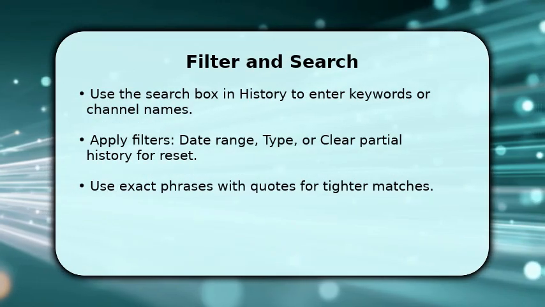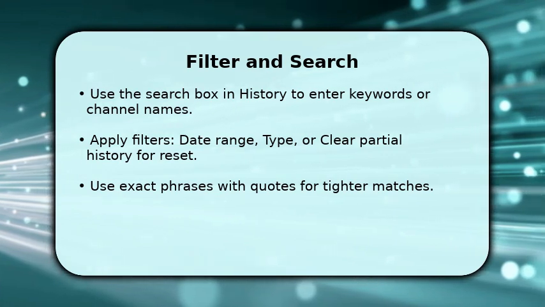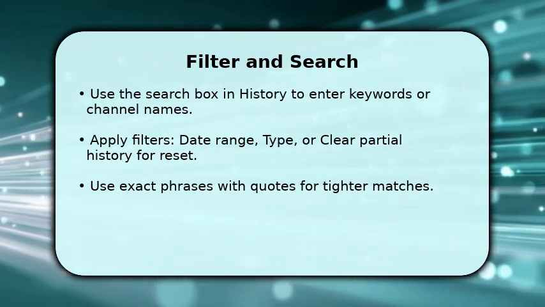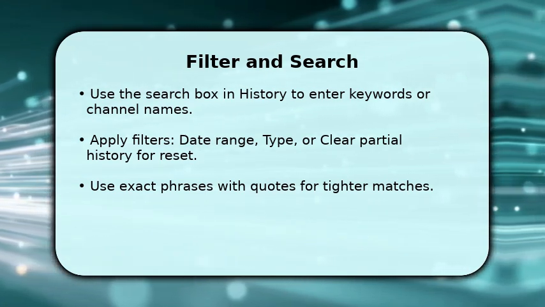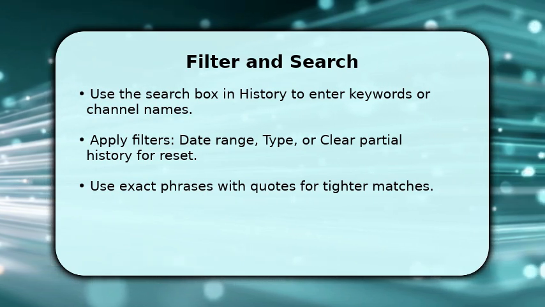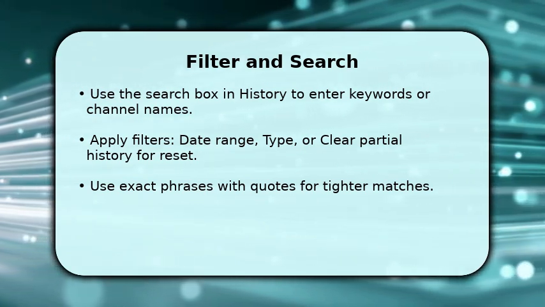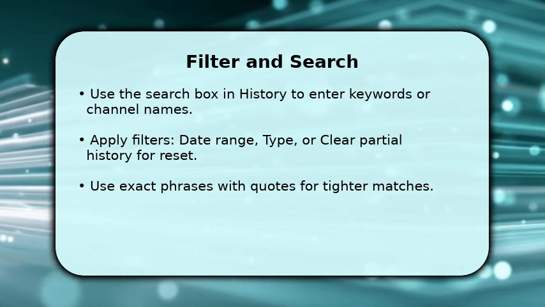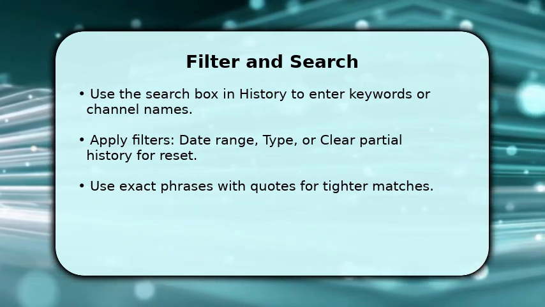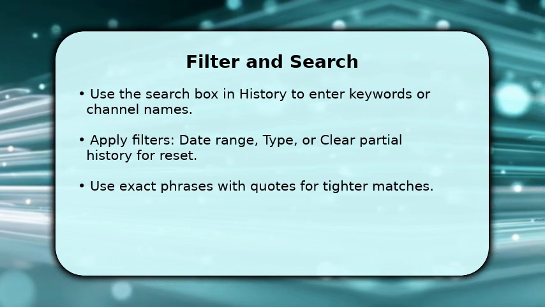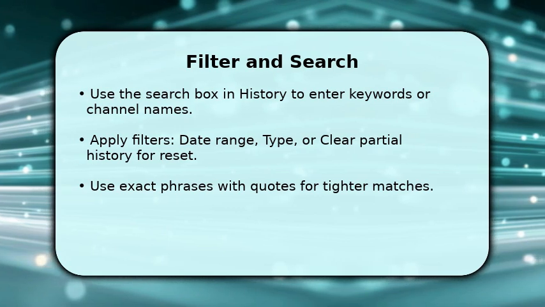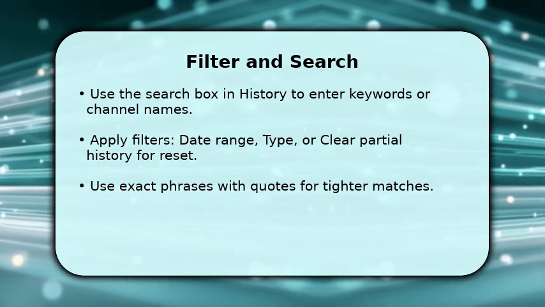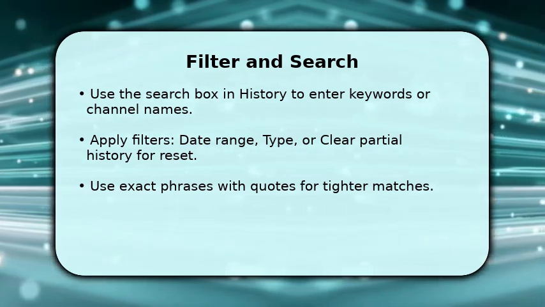Now narrow results with the History search box. Type keywords, channel names, or specific phrases. Once done, apply built-in filters such as date range or history type to remove noise and focus on the right period. If you need exact matches, put phrases in quotes to cut irrelevant hits. Also consider scrolling to load more entries before searching so YouTube indexes them locally. This helps when older items aren't immediately visible in the default view.